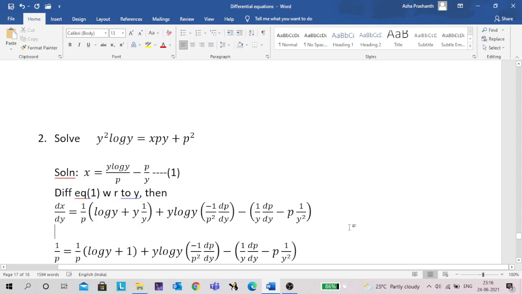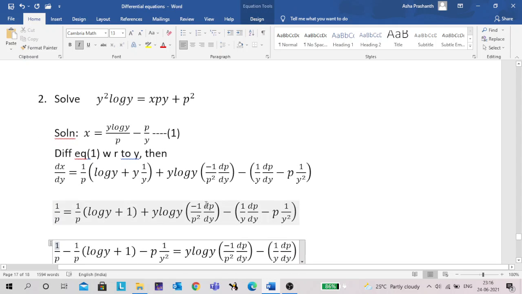In the next step what I did, this dx by dy is a reciprocal of dy by dx. So dy by dx is nothing but 1 by p. So sorry, dy by dx is nothing but p. So the reciprocal becomes 1 by p. So 1 by p, this y gets cancelled, I'll get 1 here, and y log y, the things as it is in these two terms.